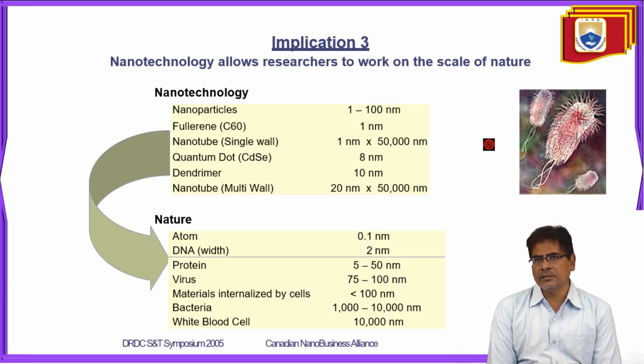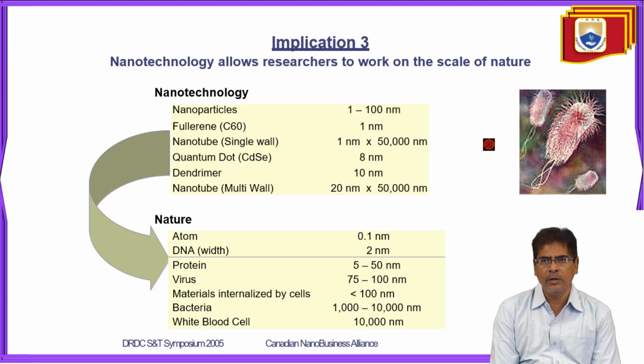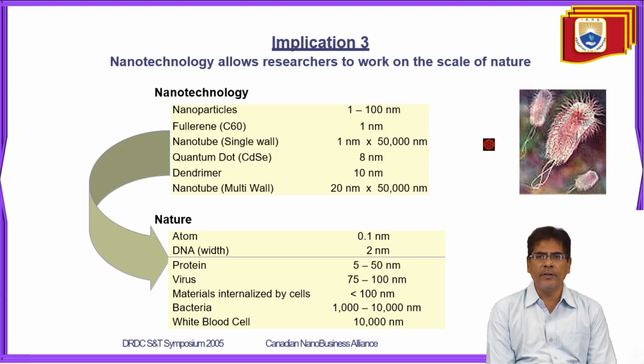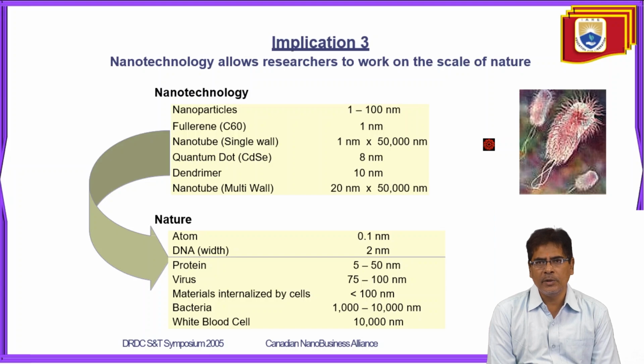Nanotechnology allows researchers to work on the scale of nature. So nanotechnology: nanoparticles whose size is 1 to 100 nanometers, and fullerene, which is nothing but carbon 60, whose dimension is approximately 1 nanometer. Nanotubes, two-dimensional nanomaterials, we can say. A single wall nanotube is 1 nanometer into 50,000 nanometer. And quantum dots, which are cadmium selenium, are 8 nanometer, and dendrimer is 10 nanometer, and a multi-wall nanotube is 20 nanometer into 50,000 nanometer.